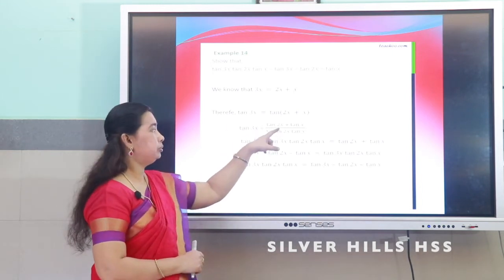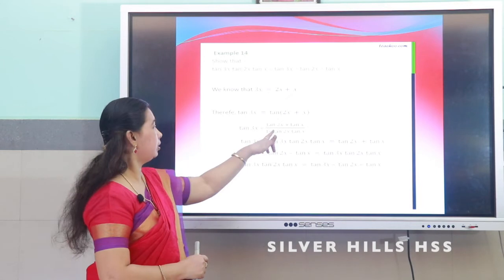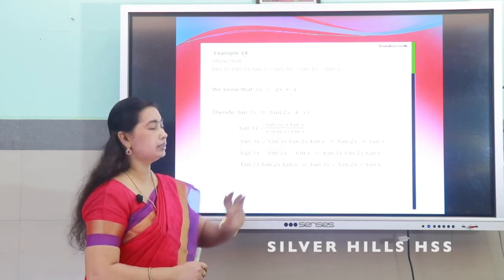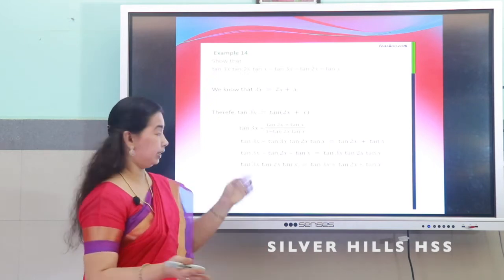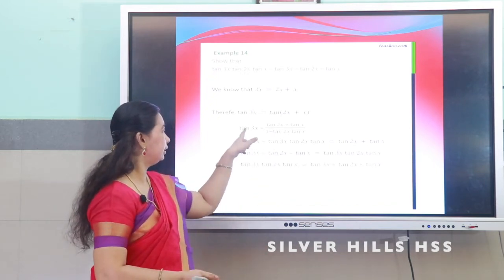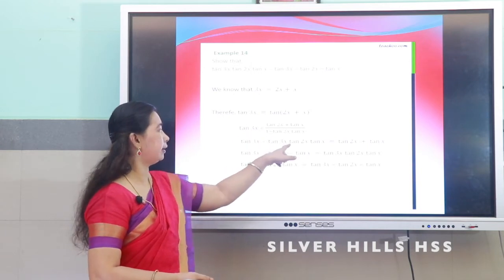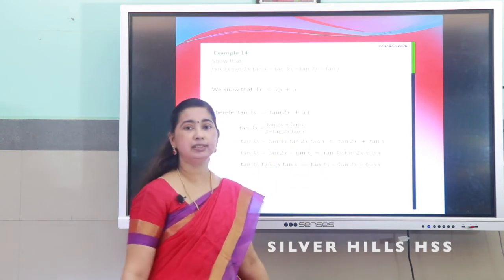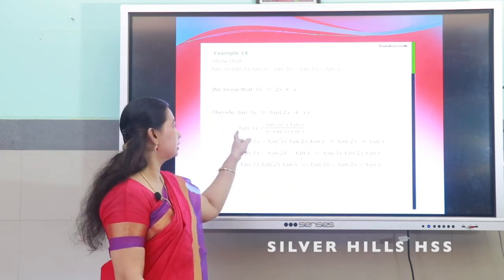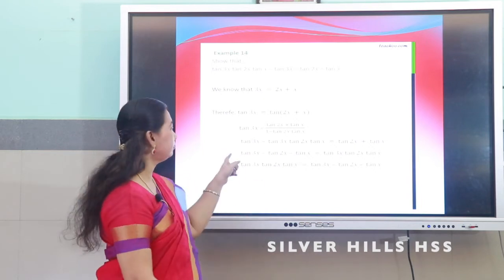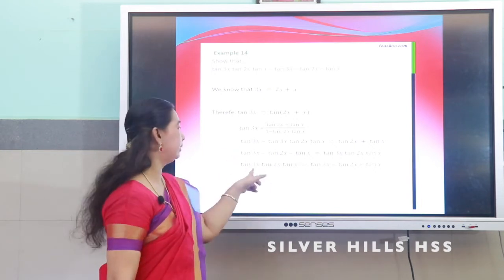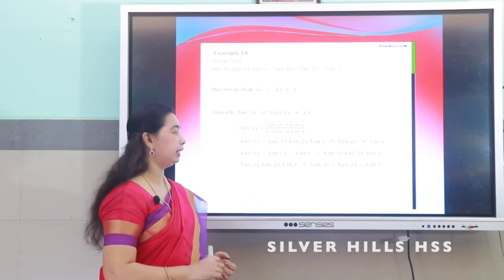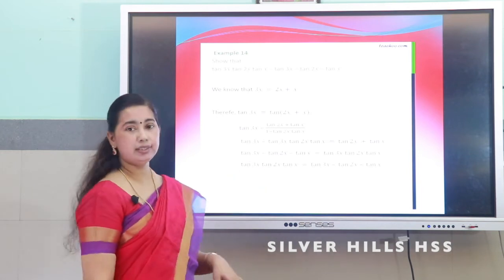So, now what you have to do? You have to cross multiply. Cross multiplying, we are getting tan 3x into 1 minus tan 2x into tan x. Expand, open the bracket, we are getting tan 3x minus tan 3x into tan 2x into tan x is equal to tan 2x plus tan x. So, that is after cross multiplication. Now, we can rearrange and get the answer as tan 3x tan 2x into tan x is equal to tan 3x minus tan 2x minus tan x.